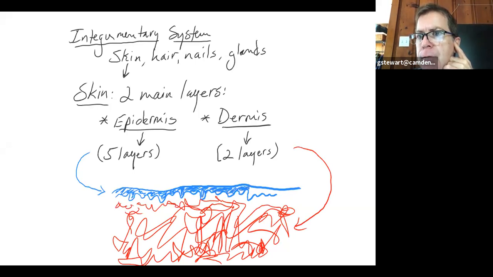I'm just coloring this in for you. So all 5 layers of the epidermis are in this thin blue band, much, much thinner than dermal layers. Now I'm going to break these 2 down. We're going to learn the 5 layers of the epidermis, and then we're going to learn the 2 layers of the dermis and everything that's in them.